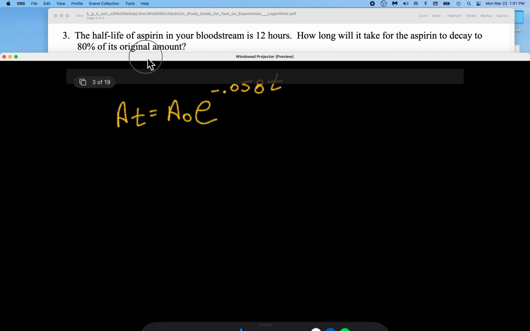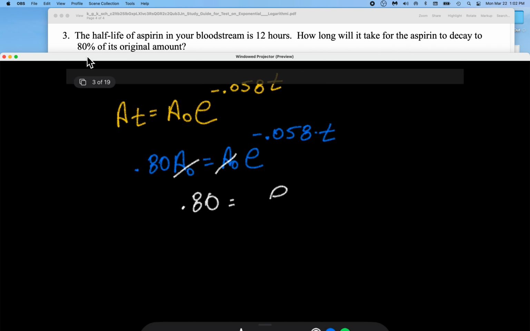Okay, 80% of its original value. So how long will it take? In other words, what is t for you to have 80% of the original amount? So what's 80% of the original amount? None other than 80% of a sub 0. We don't know what t is, but we do know that these cancel out. So now we have 0.80 equals e to the negative 0.058t. How do we solve this?